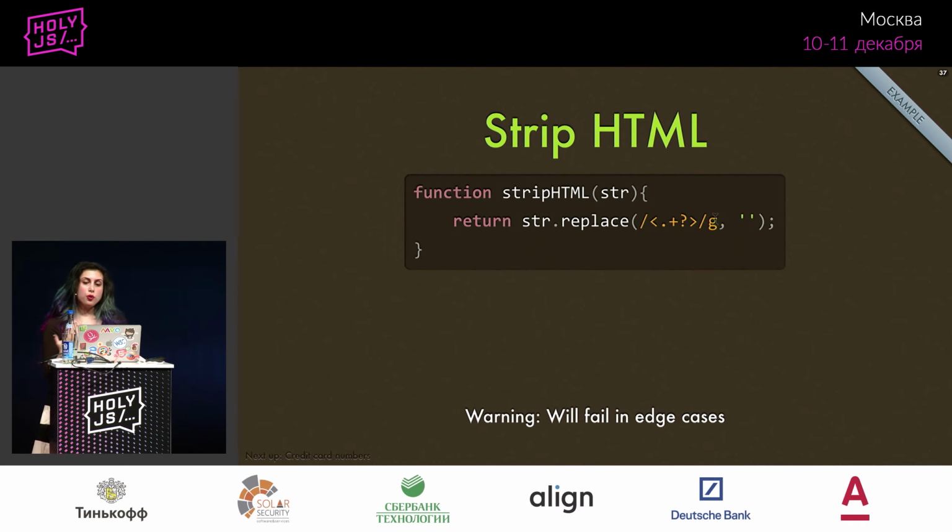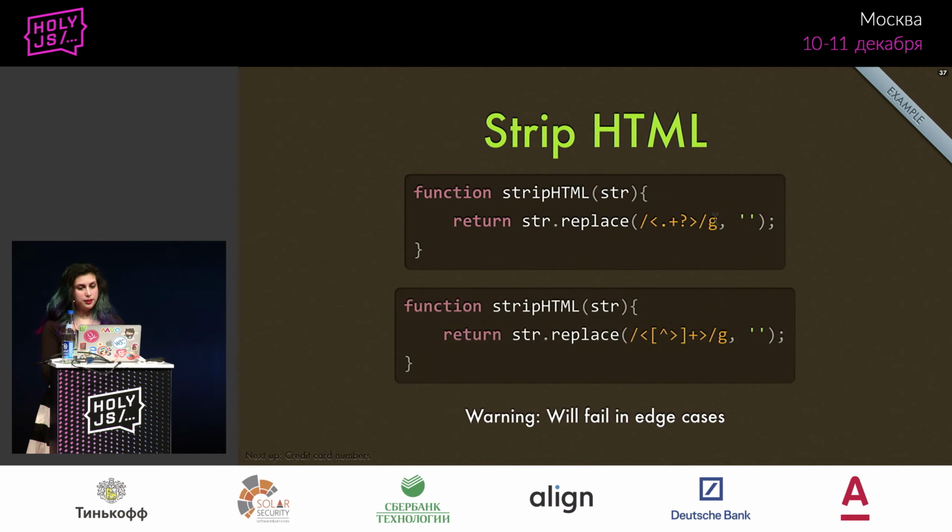But now that we've talked about negated character classes, there is also an alternative to this regex. And it's this. Start with an angle bracket, then have one or more of anything that is not a closing angle bracket, and then a closing angle bracket. And this will work just like the lazy quantifier.